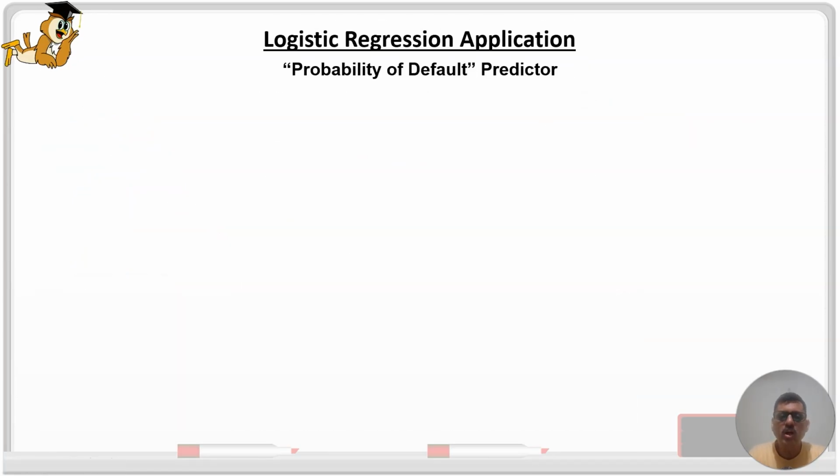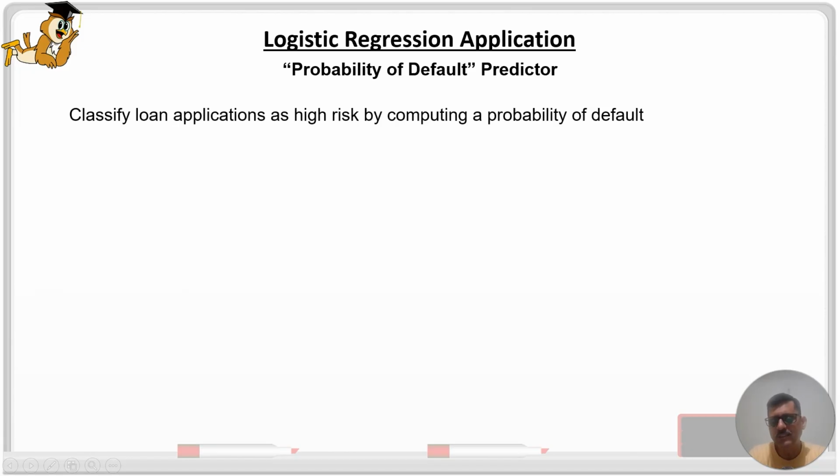So let us talk about a sample application of logistic regression. How we use it, what do we do once we get the ideal W's and so on. I am going to use an example that we have looked at earlier, a probability of default predictor when you're handing out loans to people. So you want to classify loan applications as high risk by computing a probability of default, let us say. Or conversely, you could be finding the probability of the person successfully returning the loan.